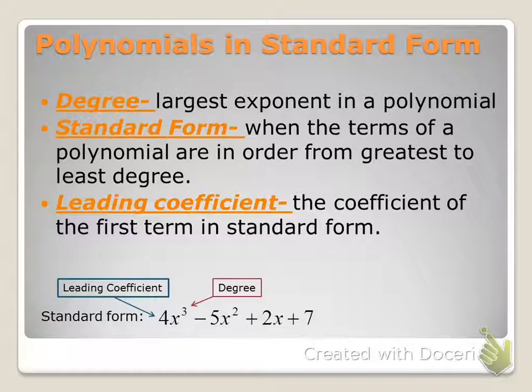Standard form. This one's important. When the terms of a polynomial are in order from greatest to least degree, also known as greatest to least exponent, so they go down in order from exponents 5 to 4 to 3 to 2 to 1 to none. That's all standard form is, with the coefficients that are attached to them going with them.